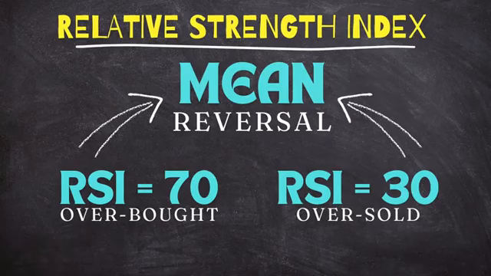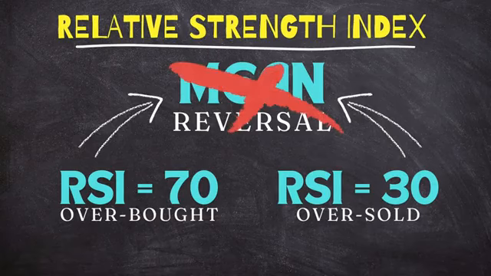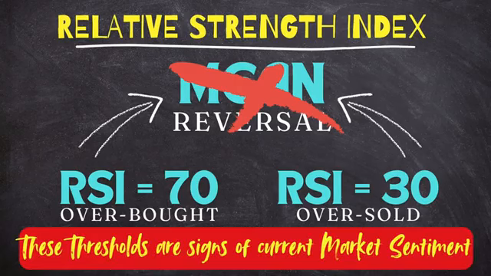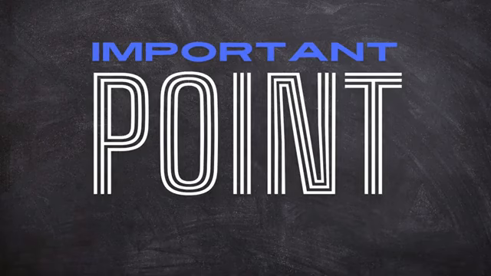While the threshold levels of 70 and 30 as overbought and oversold may be correct, the assumption that they lead to mean reversal is something which is not right. And these thresholds can be taken as a sign of current market sentiment, one that may continue under the right conditions. This brings us to a very important point in our journey where we understand what exactly is RSI.